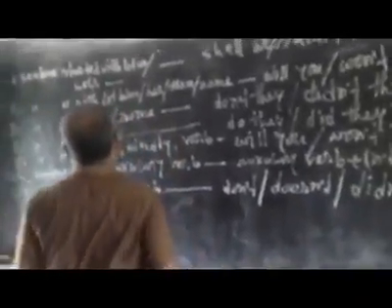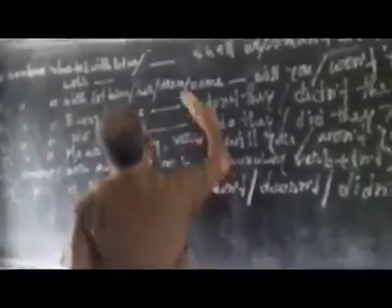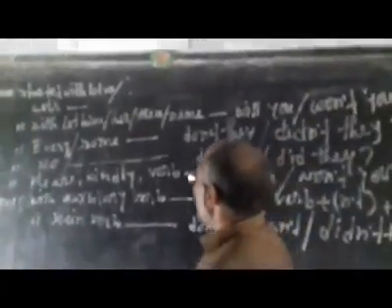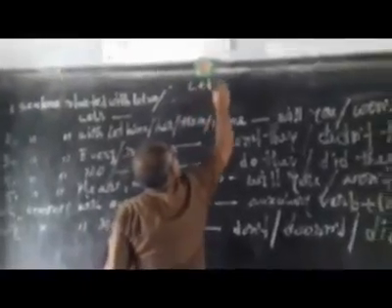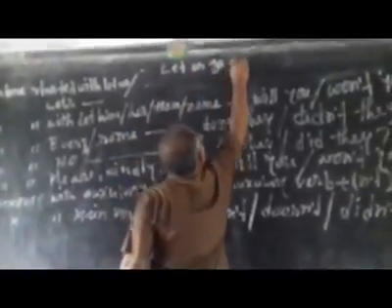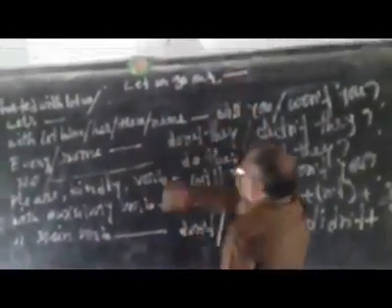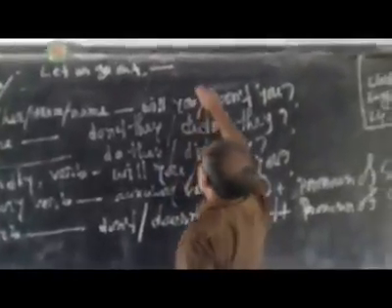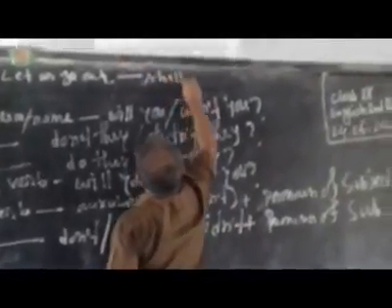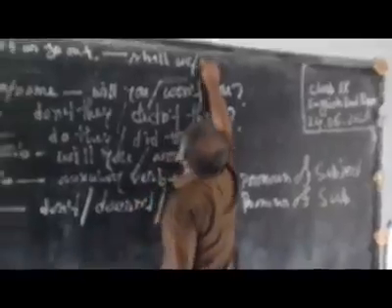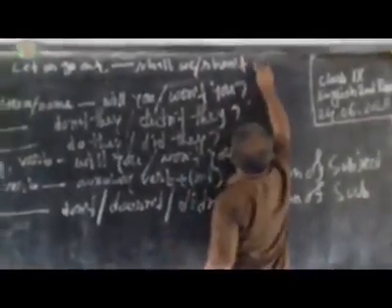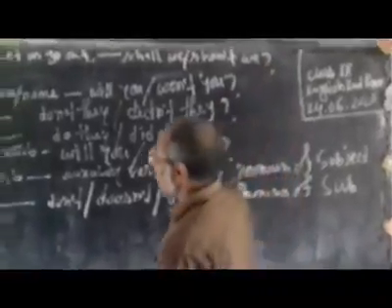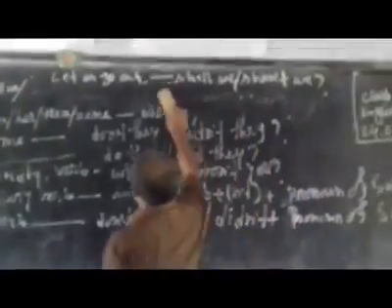I would like to give an example for every sentence. Number one, sentence started with let us or let's. Example, let us go out. Let us go out. What will be the tag question? Shall we or shan't we? Both are correct answers.